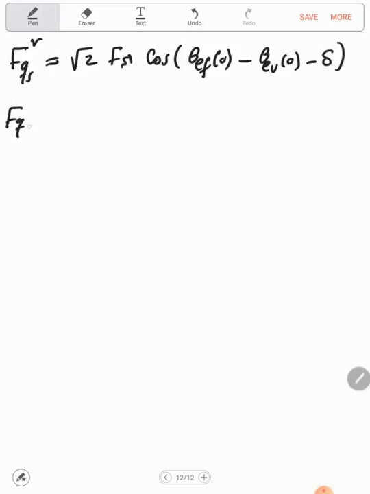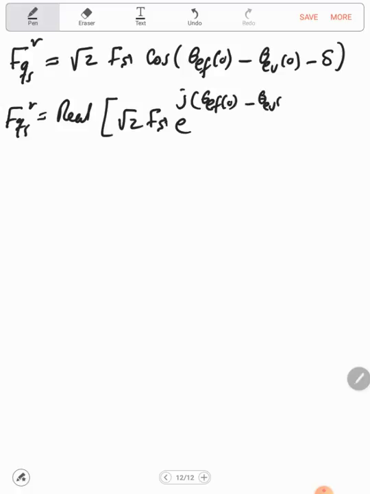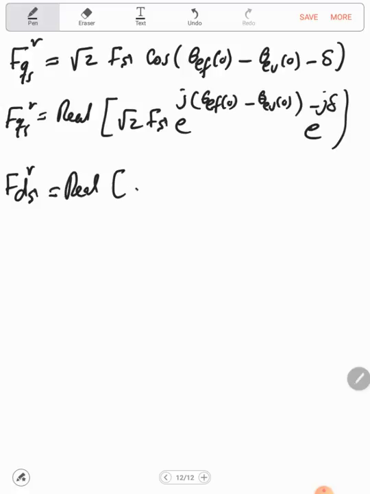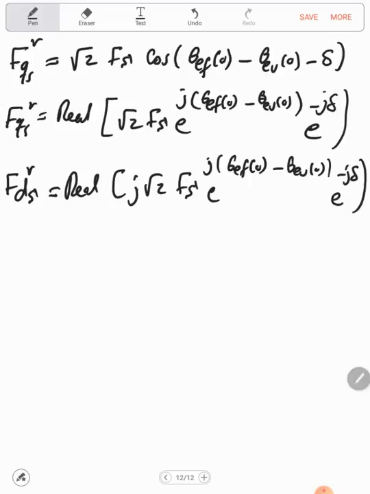So simply here, F_qs^r can be written as the real of square root of 2 F_s exponential of j (theta_ef of 0 minus theta_ev of 0) exponential of minus j delta. The same thing here, we can write F_ds^r equal to the real of j square root of 2 F_s exponential of j (theta_ef of 0 minus theta_ev of 0) multiplied by exponential of minus j delta. So now we can write the phasor in terms of the rotor angle.